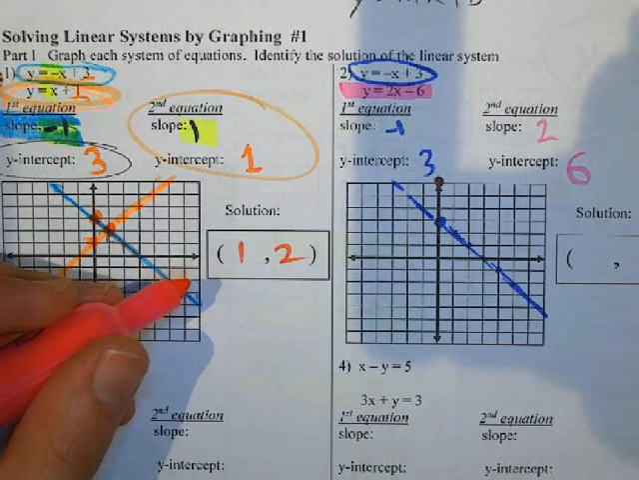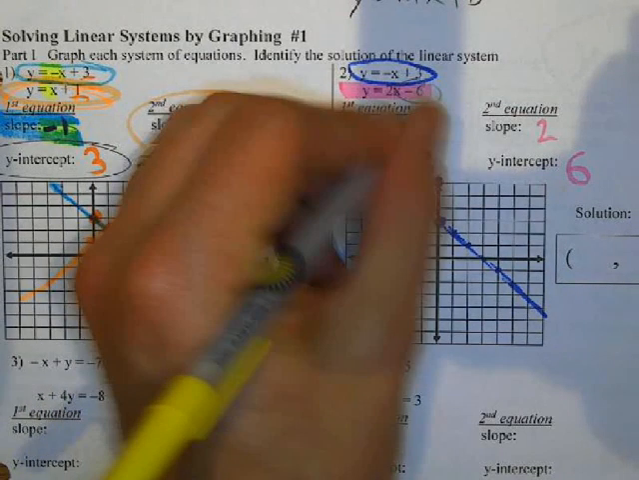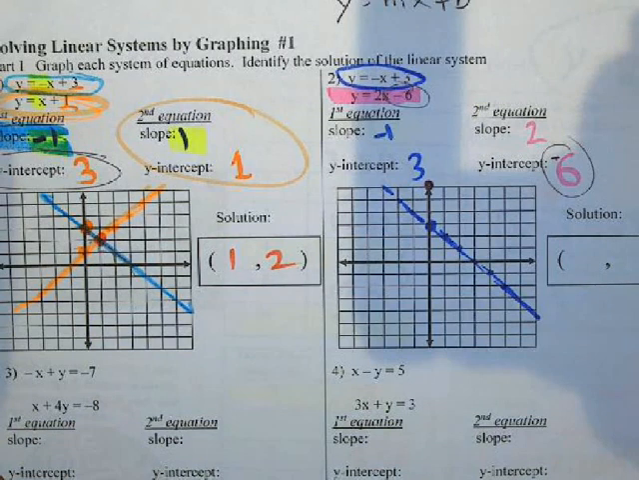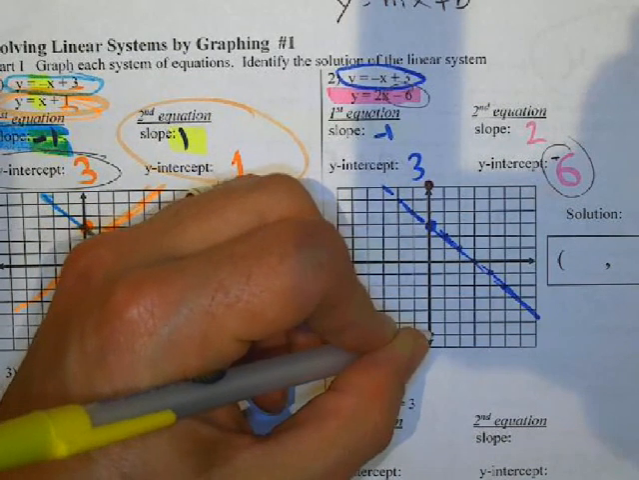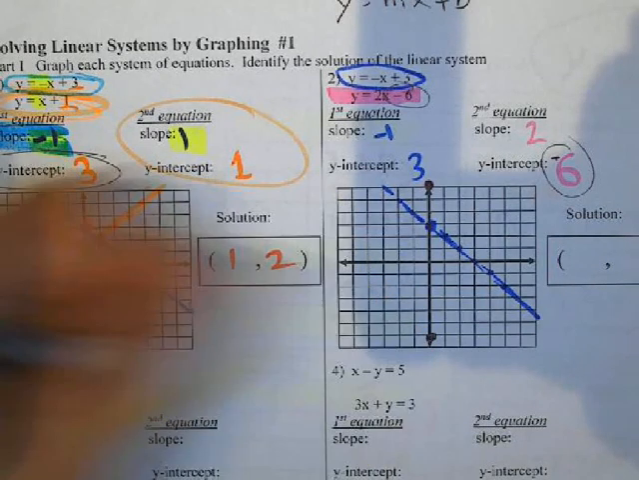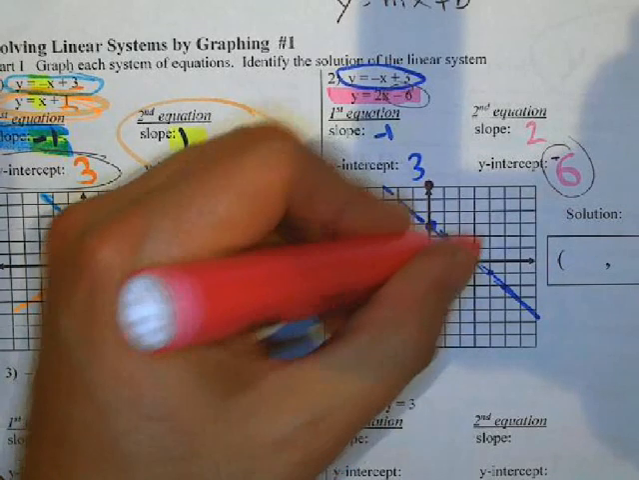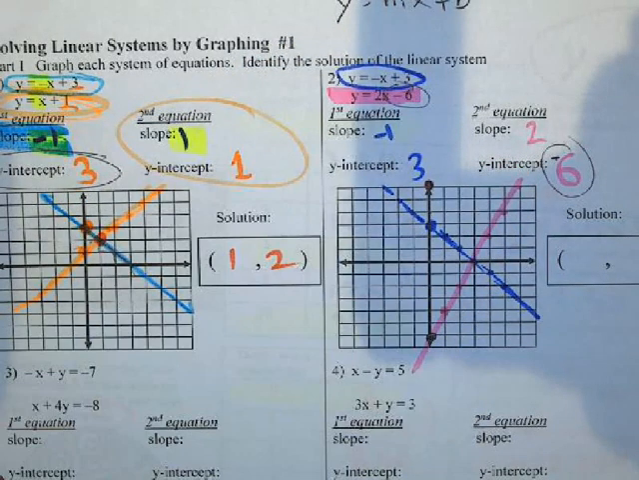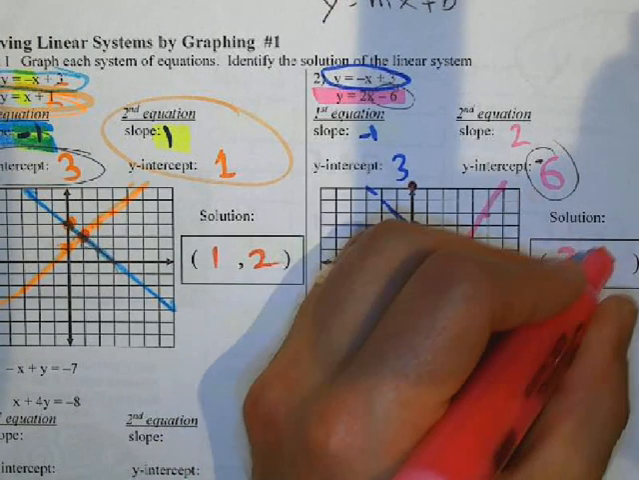Wait, I made a mistake. Oops. My y-intercept is negative 6. Oops. Almost graphed this wrong. So I'm going to go down to negative 6. 1, 2, 3, 4, 5, 6. Okay. And then my slope is 2. And I graph my equation. And so they intersect here at 3, 0.